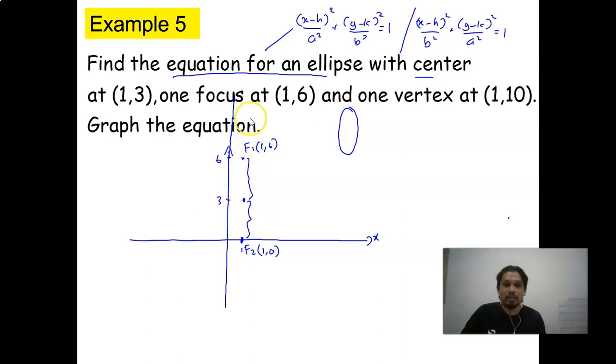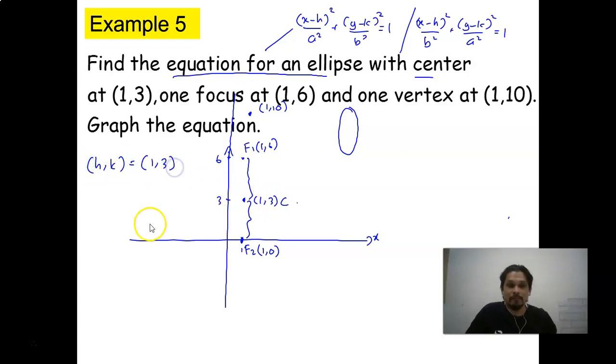6, 7, 8, 9, 10. Somewhere around here, the vertex is (1, 10). So this is the center, (1, 3). Graph the equation. Before that, we are going to find the equation of the ellipse, with h and k being 1 and 3.